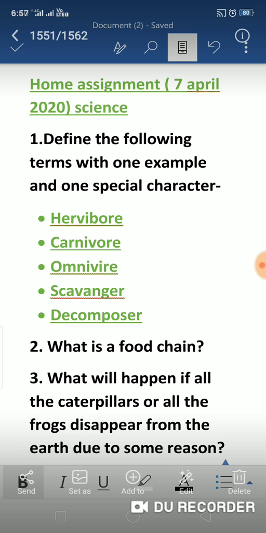Next is the carnivore. Same, carne means meat, flesh, and vor means eater. Those animals which eat the flesh and meat of other animals are called carnivores. Okay, they are the non-vegetarians. The example is lion, tiger, these all are the examples.